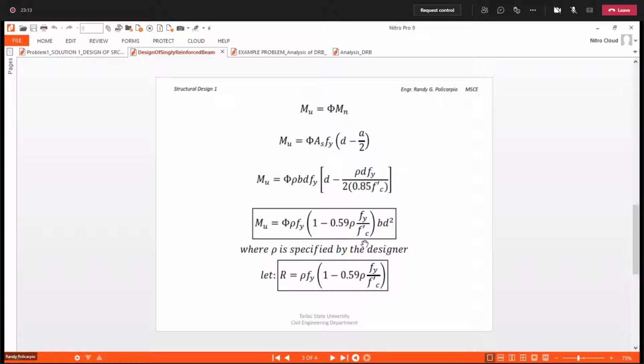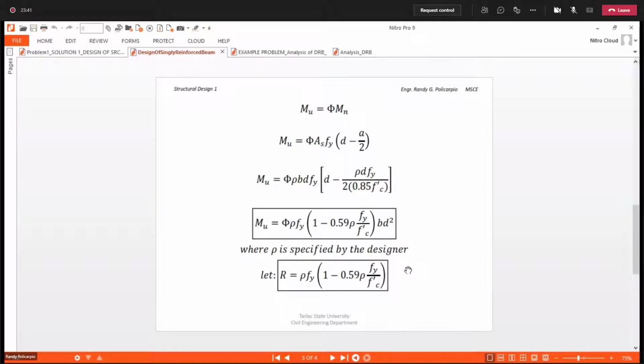Then if we will simplify this, we have the equation Mu equal to Phi rho Fy by the quantity 1 minus 0.59 rho Fy over F prime C multiplied by BD square. Okay? So where rho is specified by the designer. Ito, no? Pag ikaw ang designer, you're going to specify this.